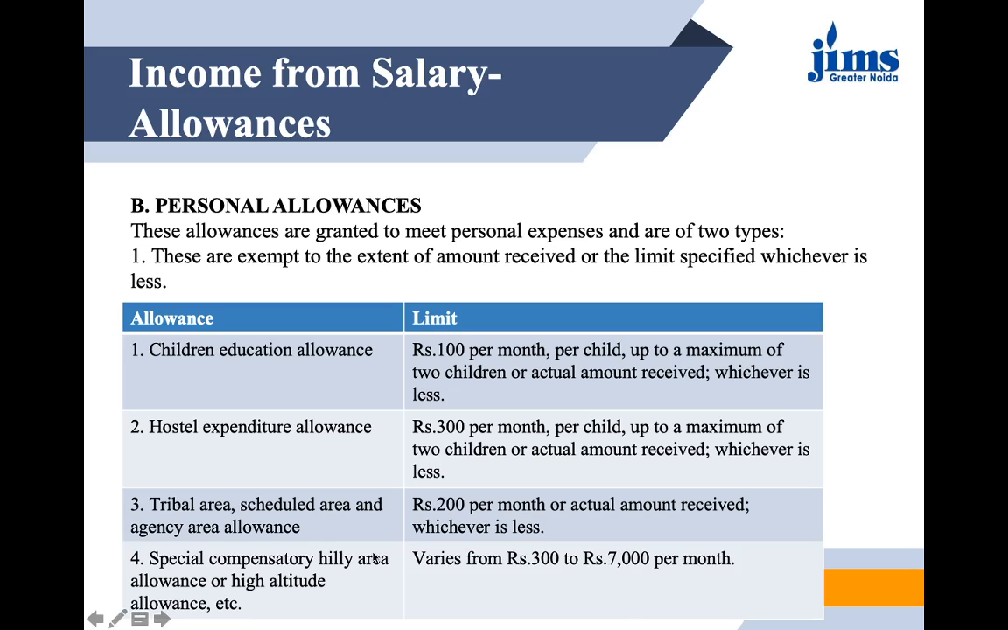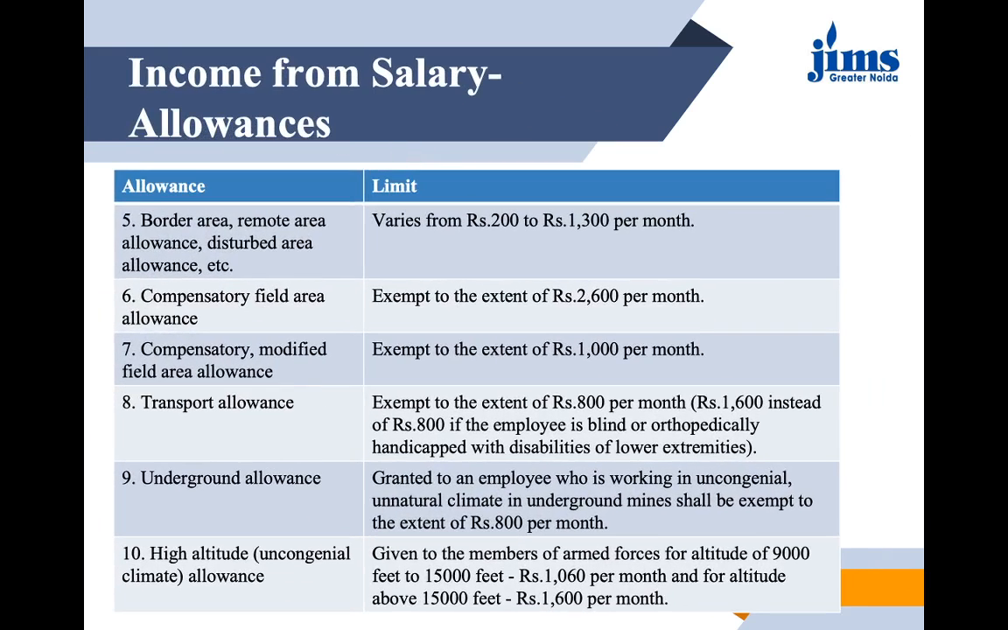Special compensatory hilly area allowance or high altitude allowance, because it is difficult to live in the hilly areas. It varies from rupees 300 to rupees 7,000 per month, depending on the class of salary you belong to. Then we have border area, remote area allowance or disturbed area allowance. It varies from rupees 200 to rupees 1,300 per month. Again, it differs according to the various posts that you hold, the various categories you belong to.